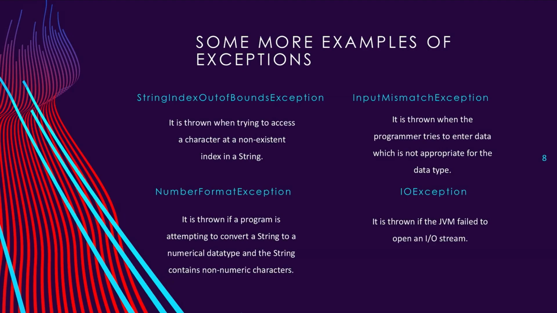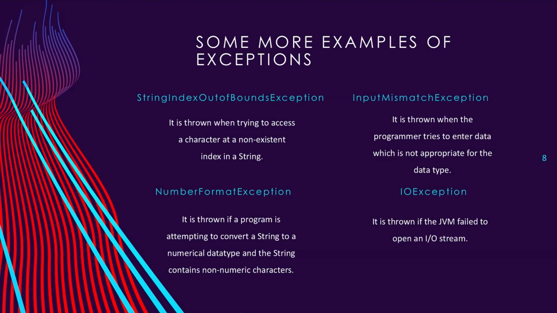So now let's study some more examples of exceptions just to give you more clarity. String index out of bounds exception. You've probably come across this as well, and it's basically the string version of array out of bounds exception. It occurs when you're trying to access a character at a non-existing index in a string.